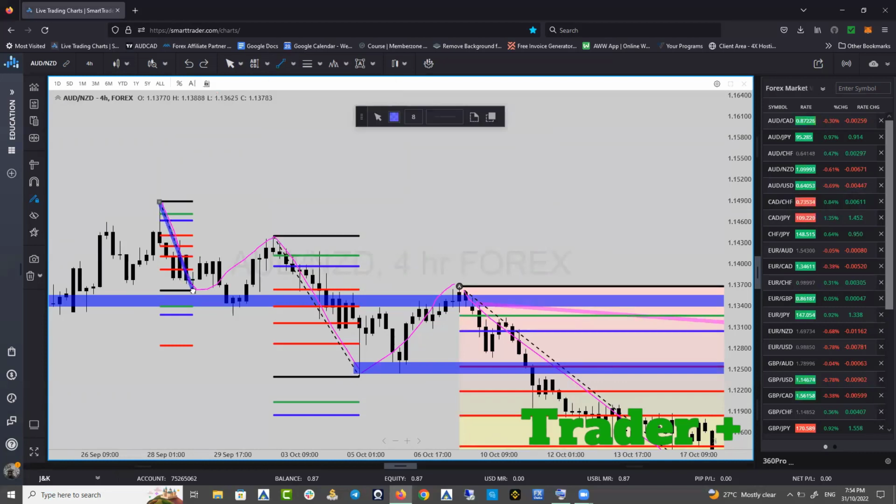It formed a B, right? And what you call a shallow pullback, meaning it didn't go to the 618 or deeper. It pushed to the 127, then pushed back deeper, and then fell. See that pattern where we had this shallow, come to the 127, come back deeper, and then fall. Yes?